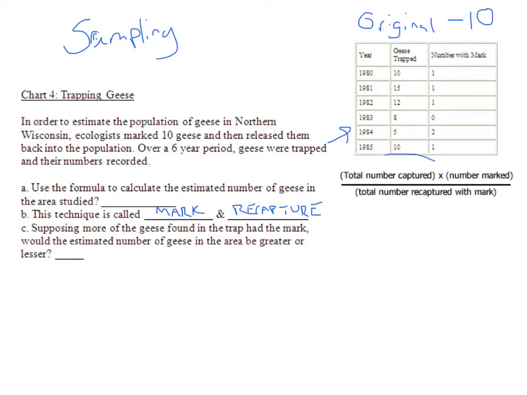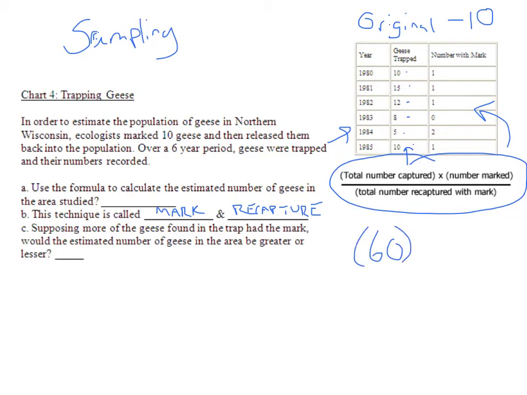Then you can use this formula, combining all this data, and it will give us an estimate for how large the population size actually is. So total number captured would be all of these numbers. If we add these up, 10, 15, 12, 8, 5, 10, we're going to get 60 were captured. We multiply that by the number marked, so that was our original value, so times 10, and then we would divide by the total number recaptured with a mark.